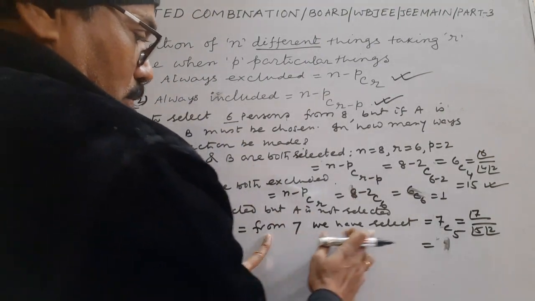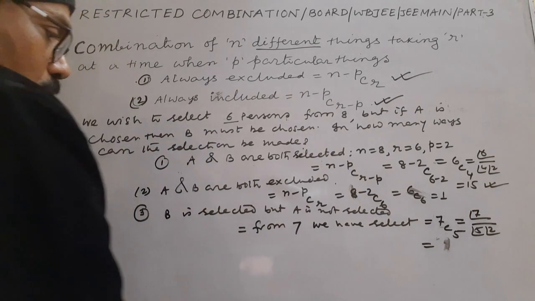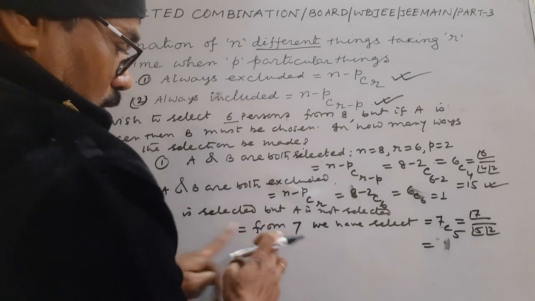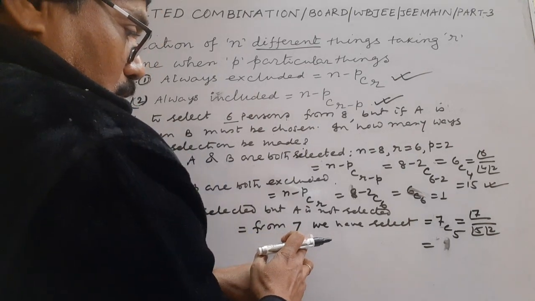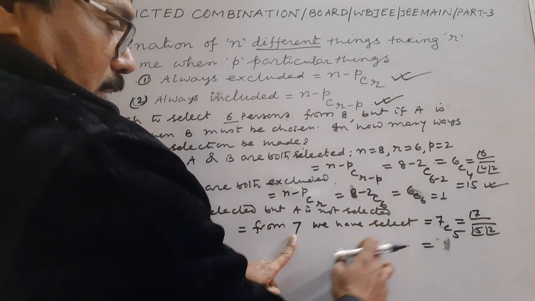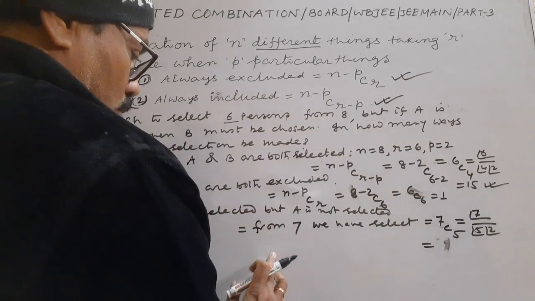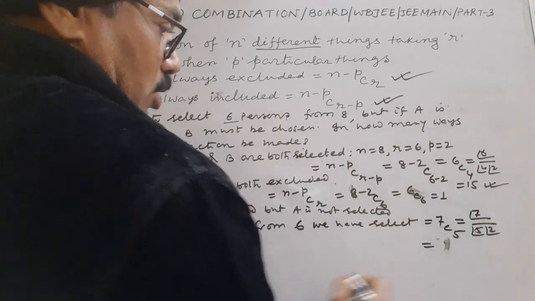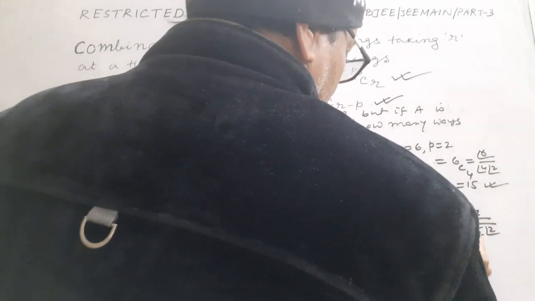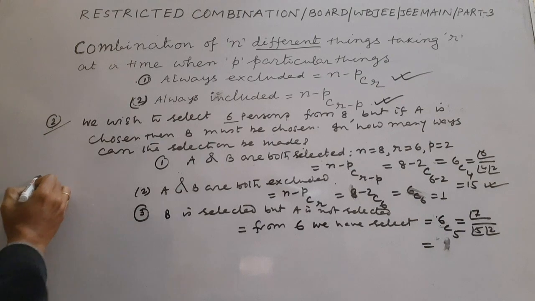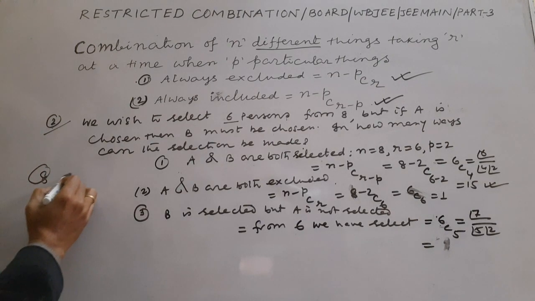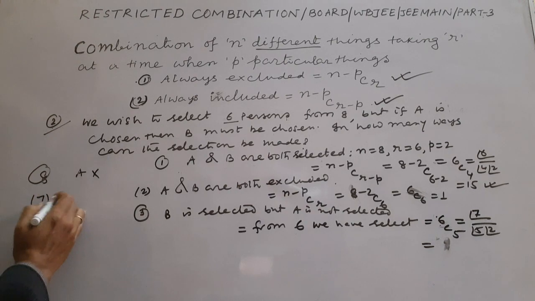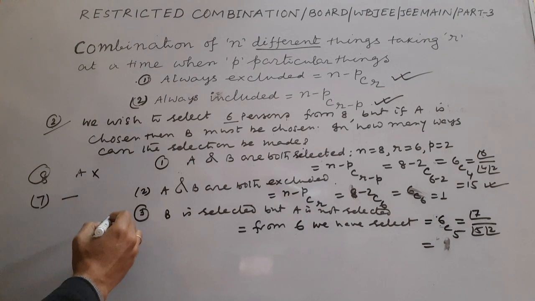From 7 you have to take, not 7, so look, B is selected. From 7 you have to take 6 when B is already included. So from 7, 1 is excluded, 6. So this is 6C5. Look at it again. Total 8. A is not selected. So total is 7.